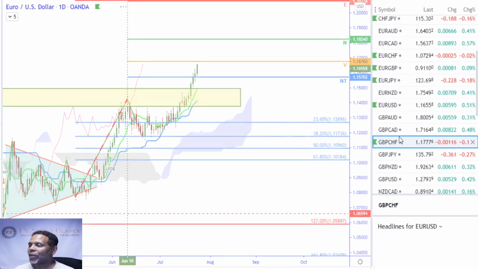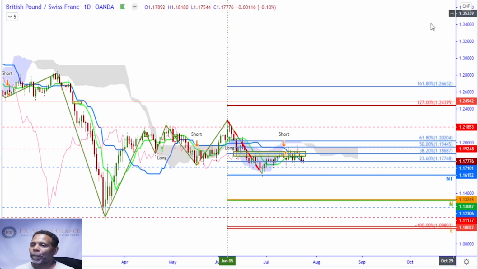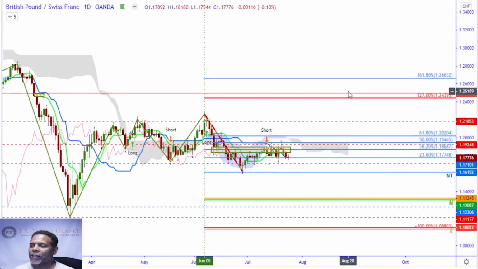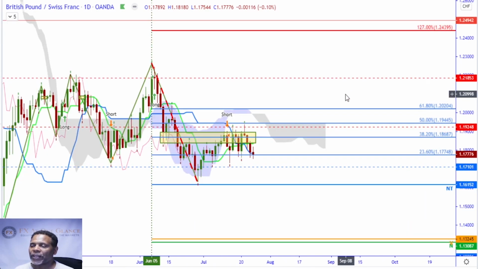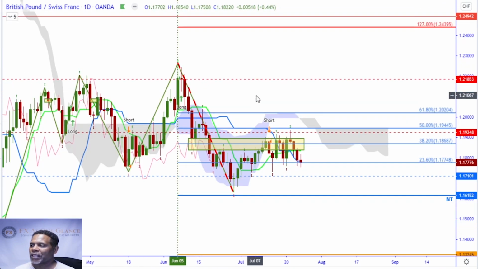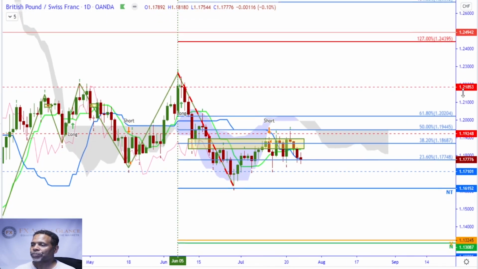That's Euro USD, pound Swiss franc. I think pound Swiss franc. What did I want to show you guys on this? Again, I wanted to show you the retracement again. Didn't really want to show you the trade too much. We do have an opportunity.